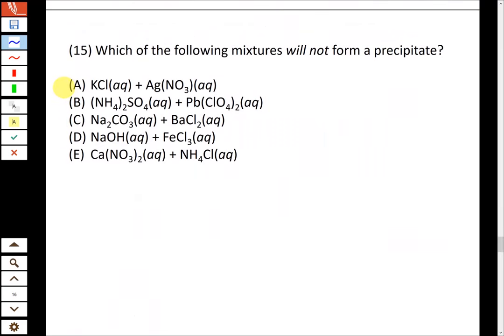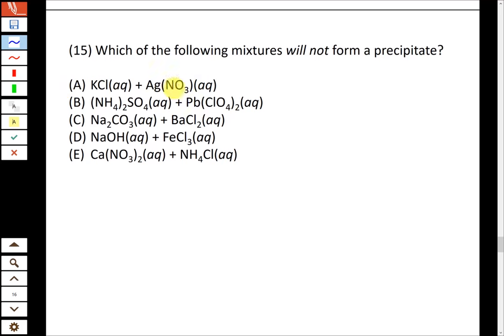All right, now we're dealing with reactions in aqueous solution. The first of those categories would be precipitation, which is what we're dealing with here. We want to know which of the following mixtures will not form a precipitate. For these, we don't even necessarily need to balance the equations. I mean, we have to predict the products of these.